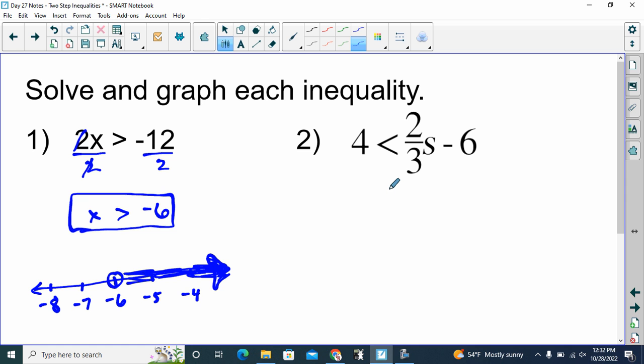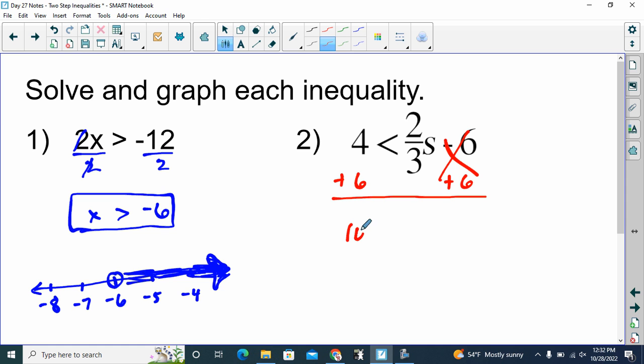Example 2 says 4 is less than 2/3 s minus 6. In this case, we have both multiplication and subtraction. And notice, order of operations, we multiply before we subtract. So the first thing we need to undo is the last thing that happened. We need to undo that minus 6. We undo minus 6 by adding 6 to both sides.